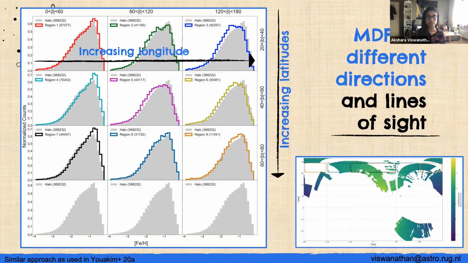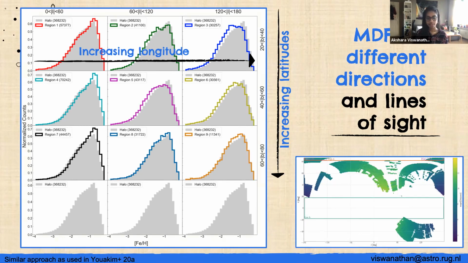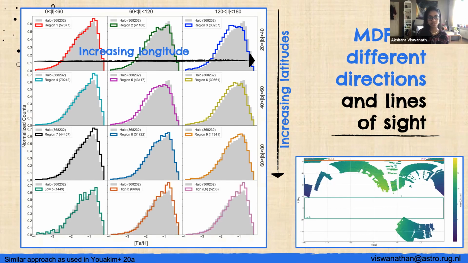I also tried to plot the metallicity distribution in low latitude and high latitude regions, as shown in the sky plot here. And this is the metallicity distribution that we get. In low latitude, though we don't have a lot of stars, we can see that it mostly follows the background halo distribution. But in high latitudes, especially in high longitude and latitude region, we see a prominent metal rich bump. At lower distances, we are yet to figure out what causes the metal rich bump. At higher distances, it could be due to the Sagittarius debris. This is still ongoing work.